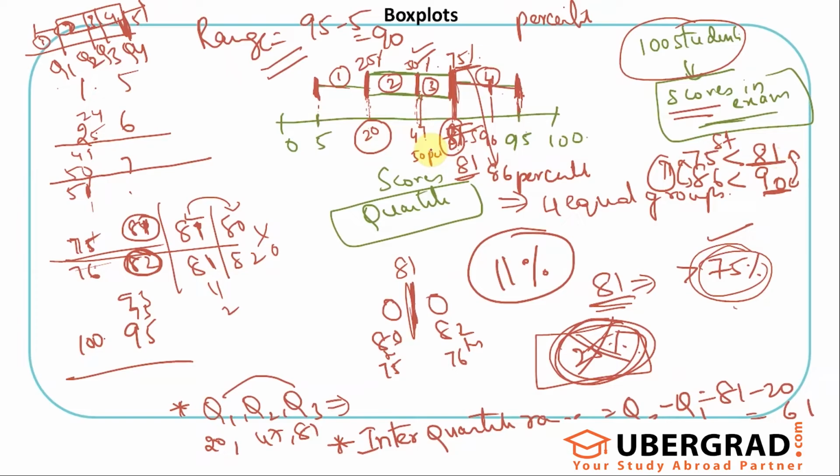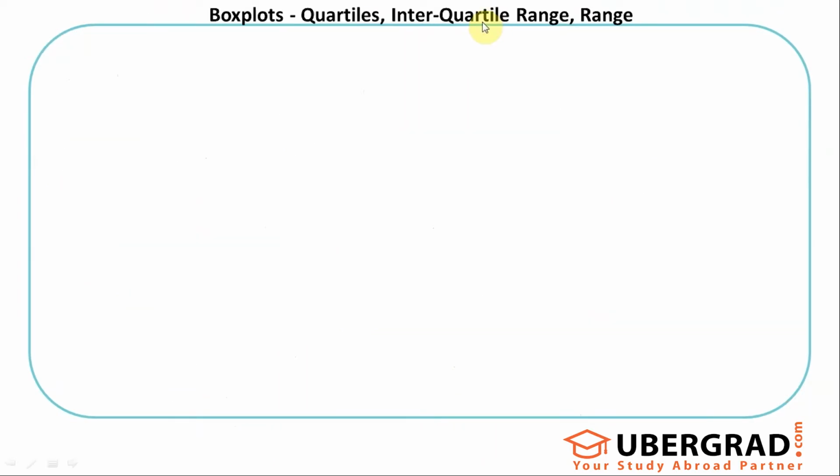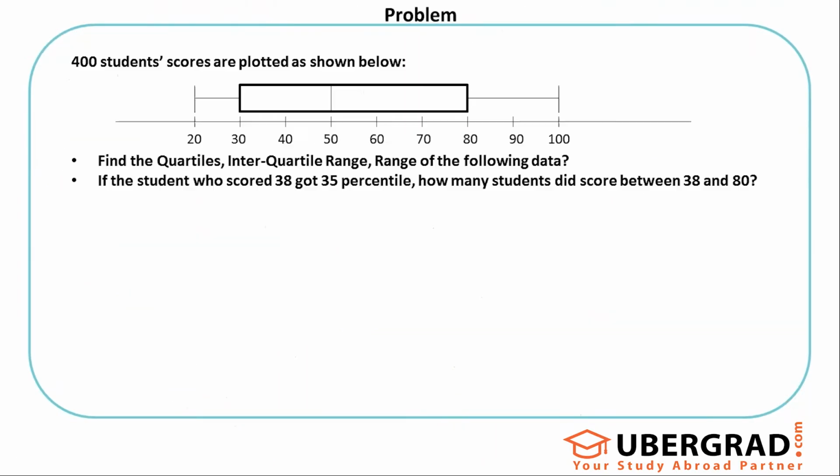Okay, these are the 3 things that you should be able to solve: this quartile range and then doing the percentiles part. So this is what we've discussed in depth here already. Let's solve a problem directly to get an understanding of this. 400 student scores are plotted as shown in the figure below. We strongly ask you to pause and try it on your own. It's a very easy question if you understood what I explained.